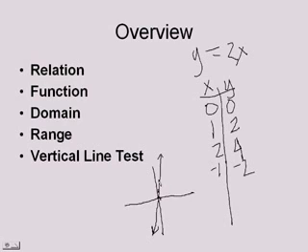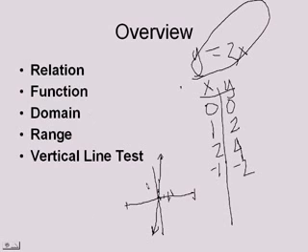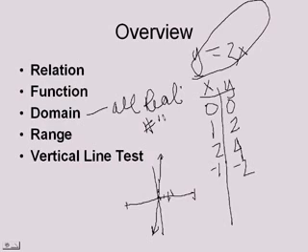So 0 has a point, 1 has a point, 2 has a point here, 3 has a point here. Does 10 have a point? Yeah, up here somewhere, right? How about -100, way out here? Yeah, just because we can't see it, it's still there. So when we talk about the domain of this particular relation, we say that it is all real numbers.